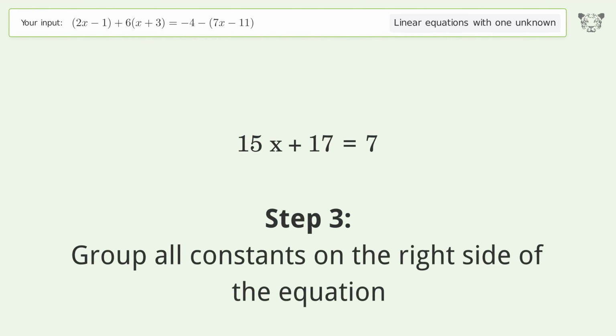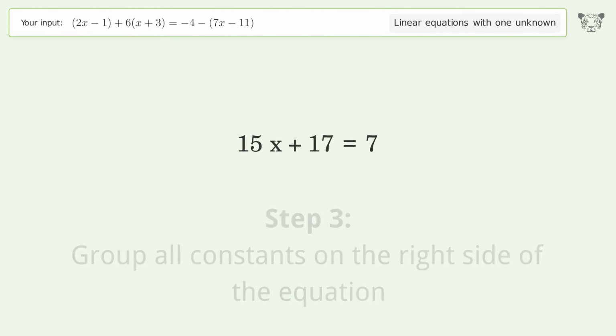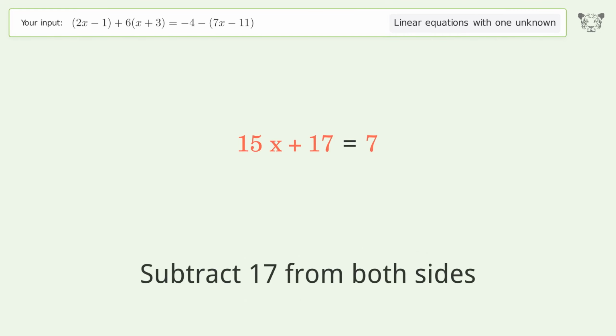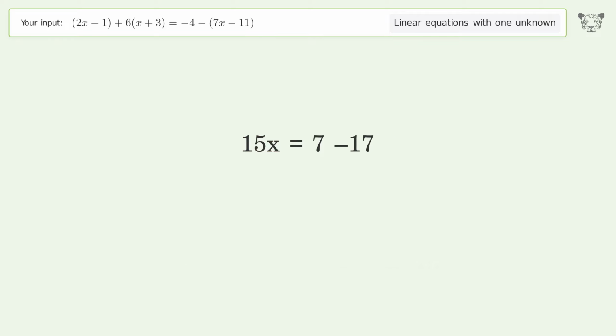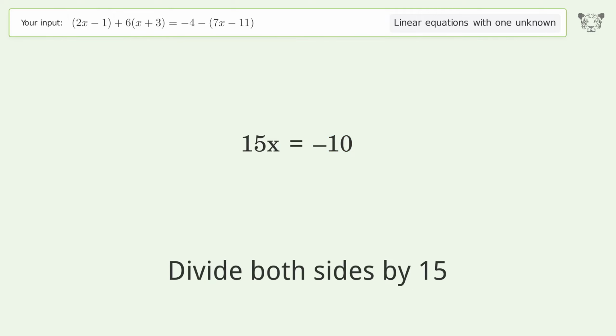Group all constants on the right side of the equation. Subtract 17 from both sides. Simplify the arithmetic. Isolate the x. Divide both sides by 15.